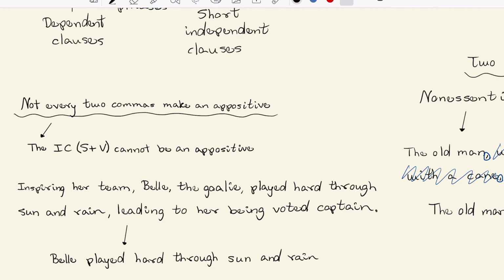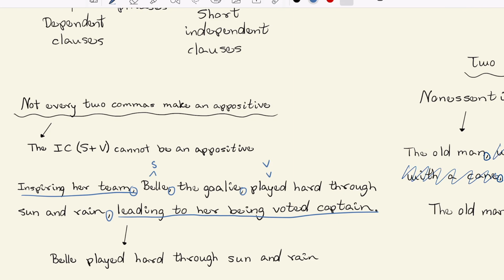In the sentence, inspiring her team, Belle, the goalie, played hard through sun and rain, leading her to being voted captain. In the sentence, Belle is surrounded by 2 commas, and yet it's not an appositive, it's the subject. And played hard through sun and rain. Played, this part of the sentence is the verb, and yet it's surrounded by 2 commas, and it is not an appositive. The 2 appositives in the sentence are inspiring her team and leading to her being voted captain.